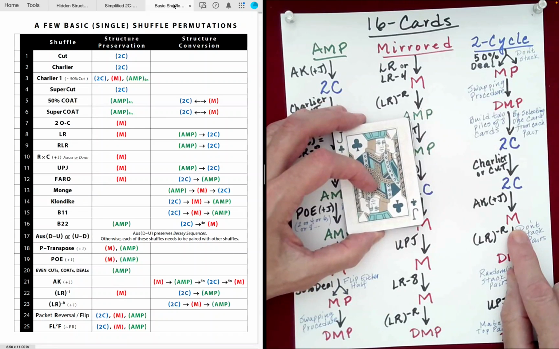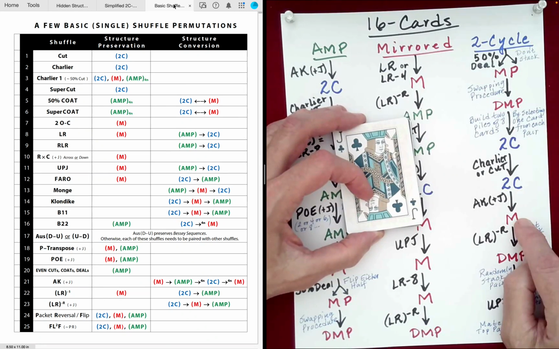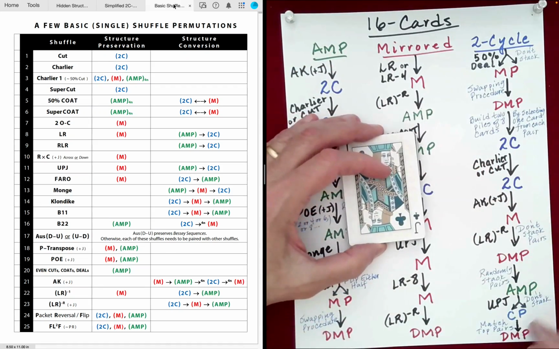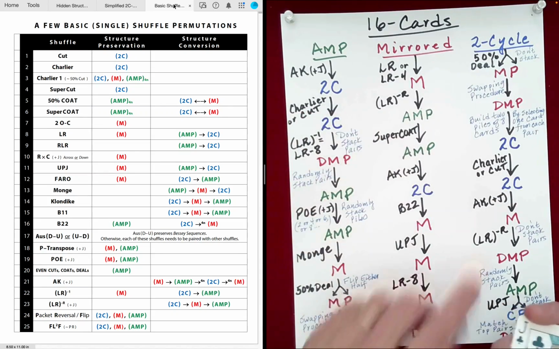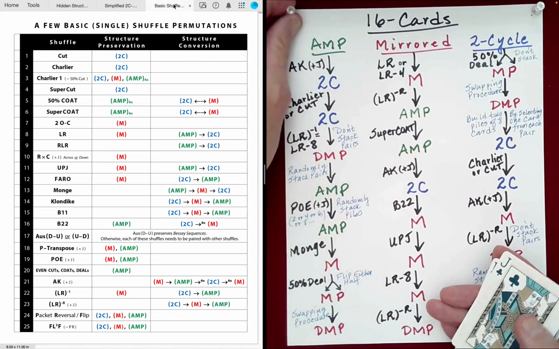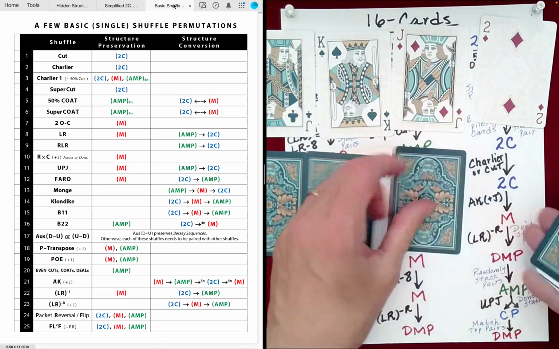I should point that out on our table. We were at a 2-cycle, and if you look at the AK on line 21 in our table, it will convert a 2-cycle to a mirrored packet, provided that you have 4N cards, which we do here. So it does apply to this packet size. So here we are, okay? And now what we're going to do is this LR negative R. Remember that? You just deal into, you go 1, 2, 3, 4, 1, 2, 3, 4.